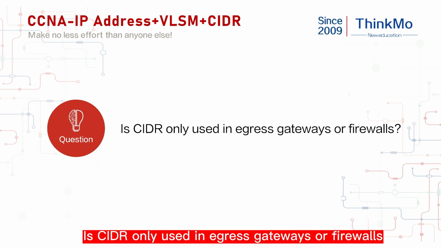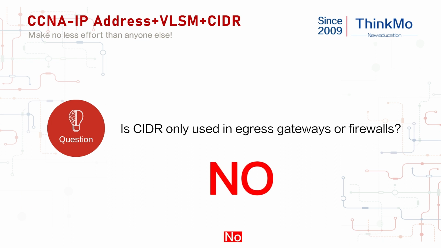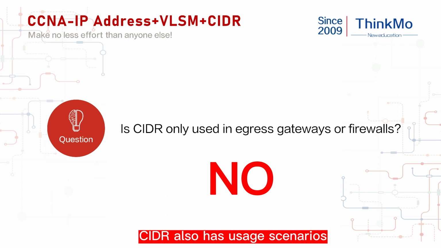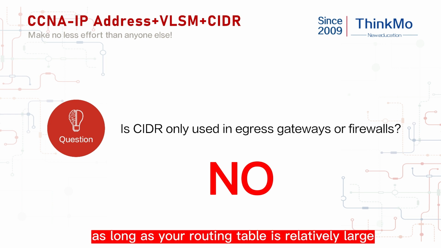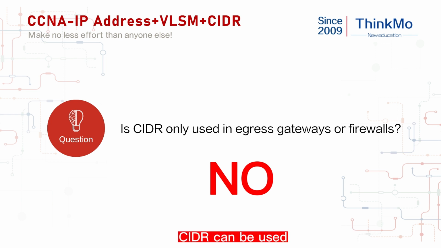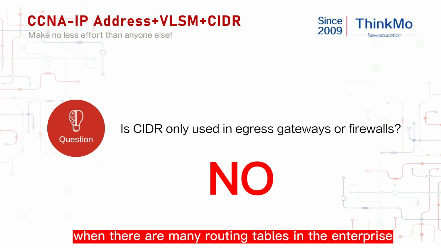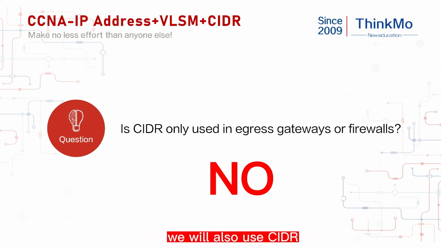Is CIDR only used in egress gateways or firewalls? No. Generally speaking, as long as we want to make announcements to the outside world, CIDR will be used. Inside a company, CIDR also has usage scenarios, but it doesn't have an area where it has to function. As long as your routing table is relatively large, CIDR can be used. The egress docking with the operator to connect to the internet is just one scene, not just on this device. When there are many routing tables in the enterprise, we will also use CIDR.